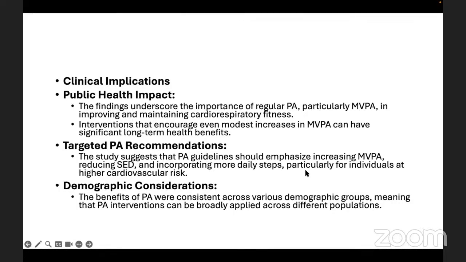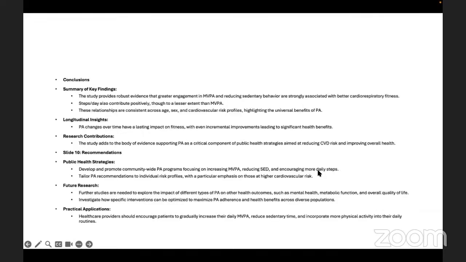Demographic considerations: the benefits of PA were consistent across various demographic groups, meaning that physical activity interventions can be broadly applied across different populations.